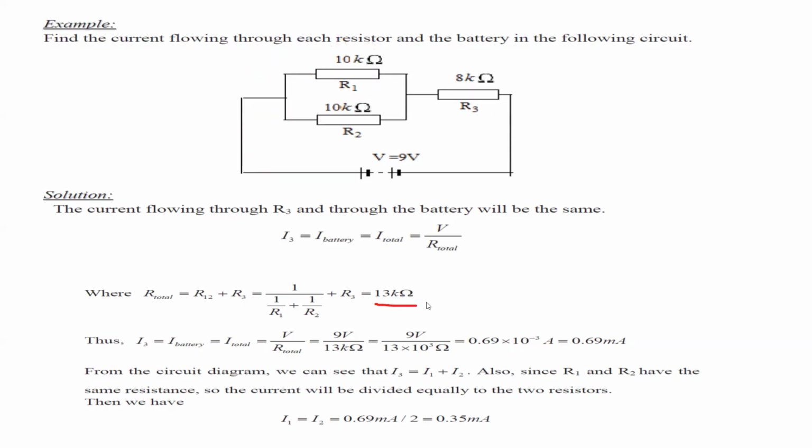How does the total resistance become 13? That is the total circuit resistance. The 10 kilo ohm and 10 kilo ohm are in parallel, so we use the formula product over sum. It will be 100 divided by 20, which is 5. So the combined resistance of these two is 5 kilo ohm. And this 5 kilo ohm and 8 kilo ohm are in series, so to get the total, we add them. 5 plus 8 makes 13. That's how it is done.